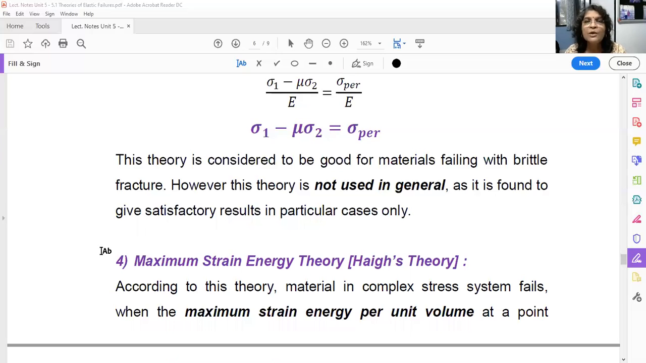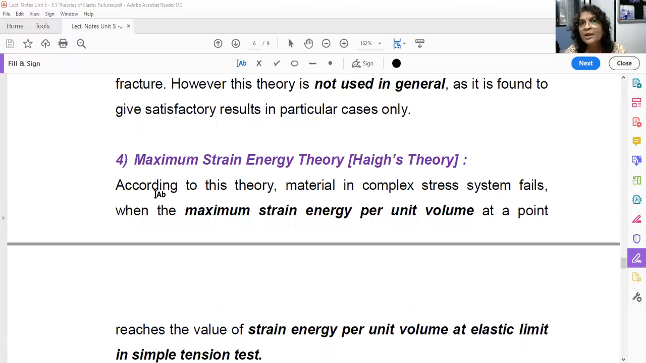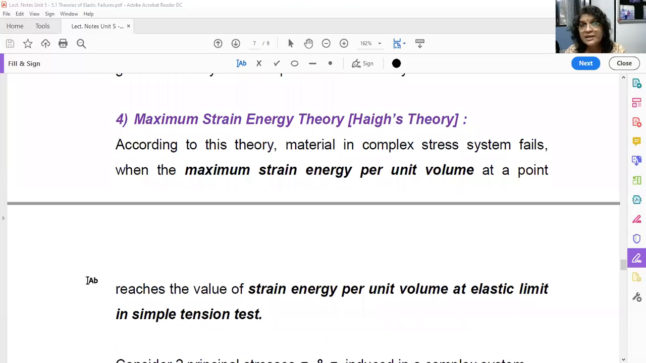Understood? Now let us go to the fourth theory. You know the fourth and fifth theories are based on strain energy. So the maximum strain energy theory, which is also known as Haigh's theory. Now let us read the theory statement. According to this theory, material in a complex stress system fails when the maximum strain energy per unit volume at a point reaches the value of strain energy per unit volume at elastic limit in a simple tension test.